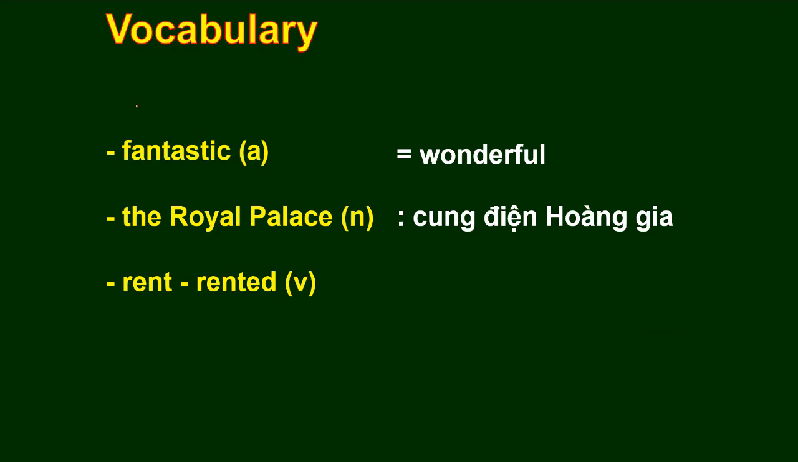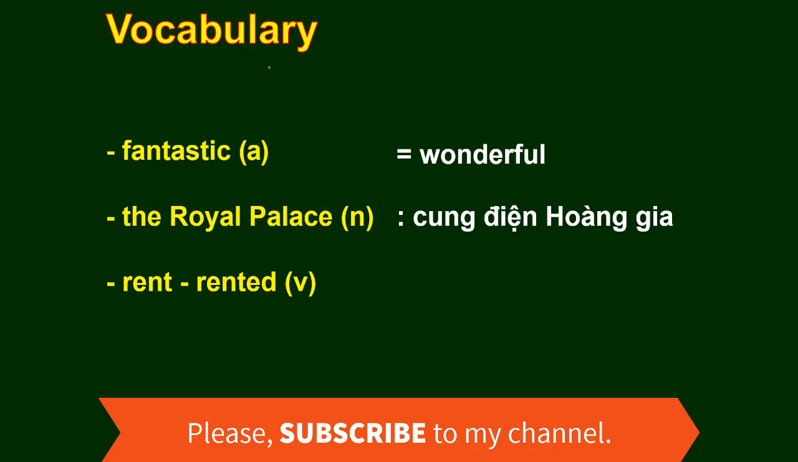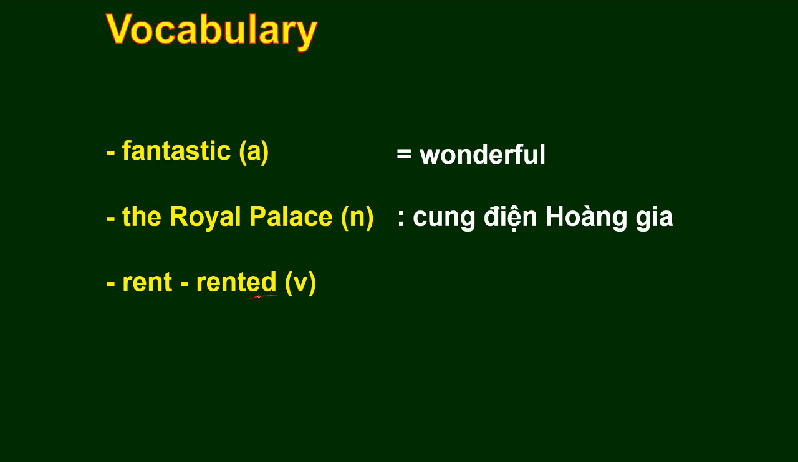Here we go. So now let's look at vocabulary. We have some new words here. Fantastic, it is wonderful. And the royal palace, it is in Vietnamese. Again, royal palace. And rent, rented. It is a verb and there is -ed here, because it is in the past. Rent means thuê in Vietnamese.